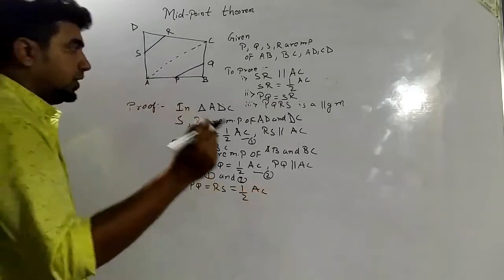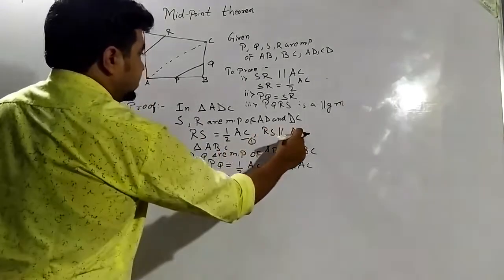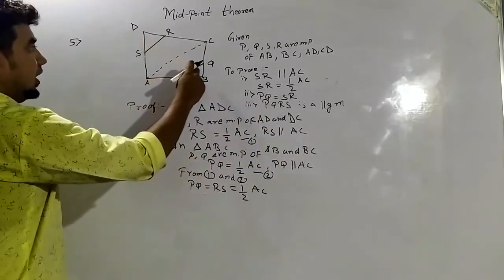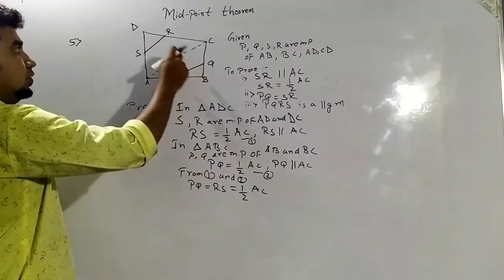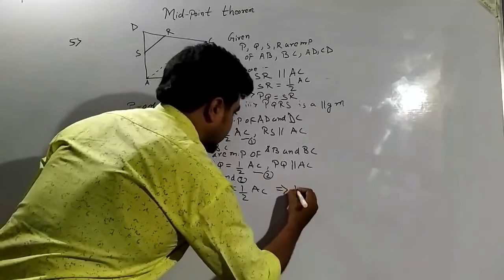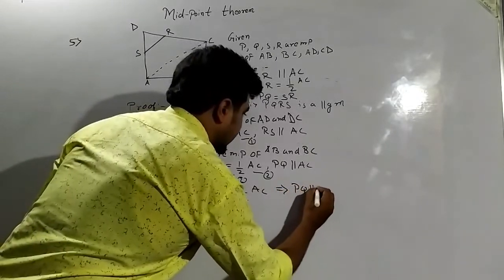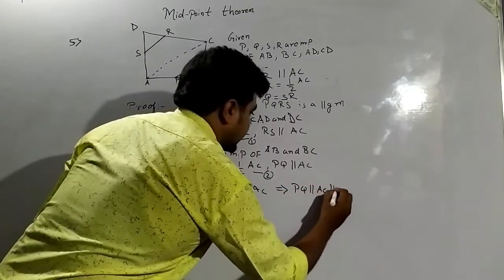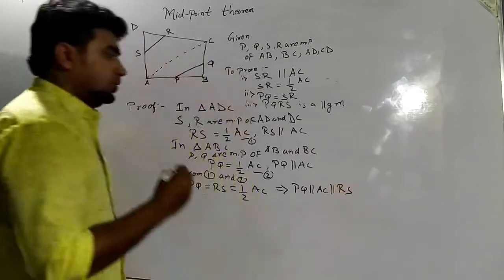And these lines will also be parallel. If RS is parallel to AC and PQ is also parallel to AC, means PQ will be parallel to RS. That implies we can get PQ parallel to AC parallel to RS. This part we have got.